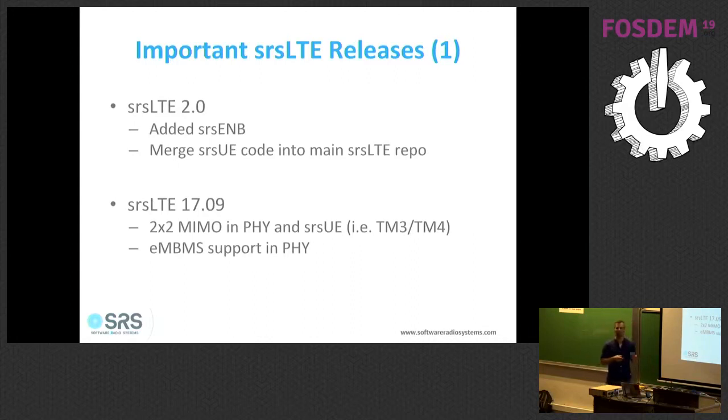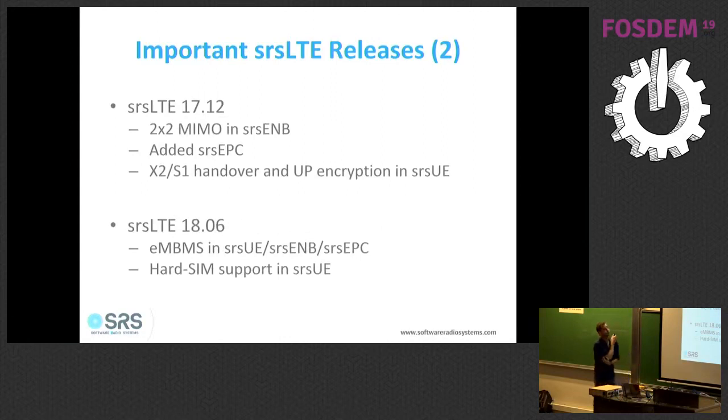I don't know if that is used in public at all, but it's an LTE feature that was brought into release 10. Then with release 17.12, we added MIMO to the eNodeB, so you can also, like previously, receive the downlink signal from another eNodeB. Now you can also generate it with srsENODE.